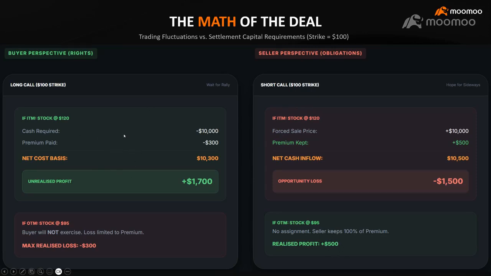While if you're long a call, the price must rise above $103 for you to profit. You can only profit in one direction. With the short call, the price can go sideways, go down, or rise a little bit, but as long as it stays below $100, you get to keep the whole premium. So in terms of the probability of profit, the seller has more advantage.